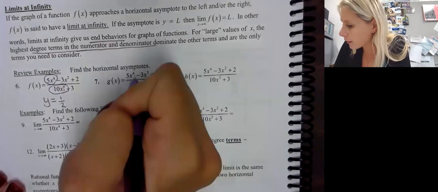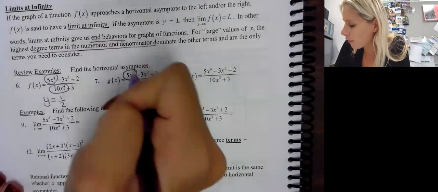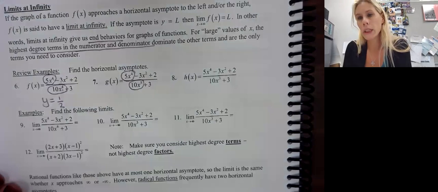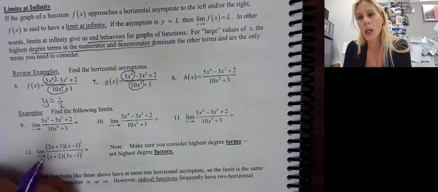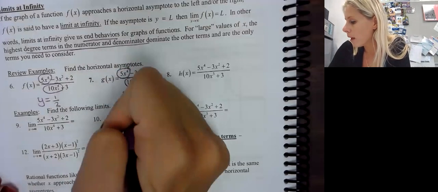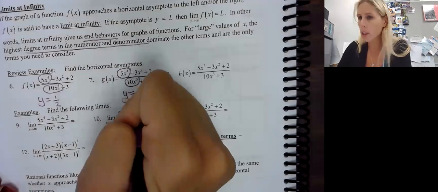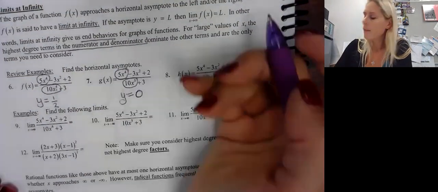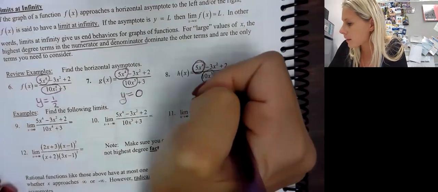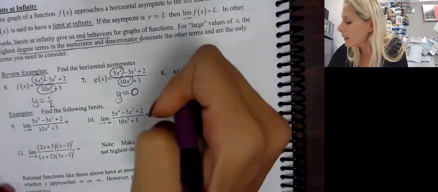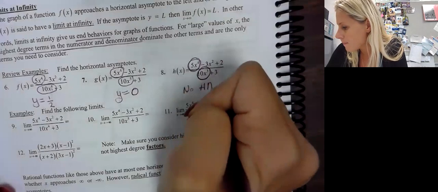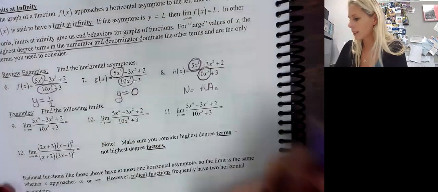Now on 7, if we look at our highest degree, we have x to the 4th on top and x to the 5th on the bottom. When the highest degree is lower on top than it is on the bottom, you have a horizontal asymptote of y equals 0, automatically 0. For 8, as you can see, the degree on top is higher than the degree on the bottom. This means there is no horizontal asymptote. Okay? No horizontal asymptotes.